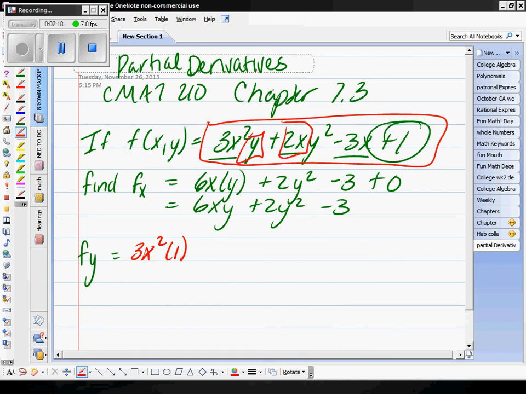Then I have 2x, right? That acts as a constant. And so what is the derivative of y squared? Well, that would be 2y. And then what is the derivative of y here? Well, there is no y. So that would just be plus 0.